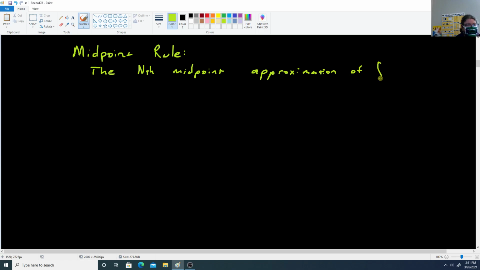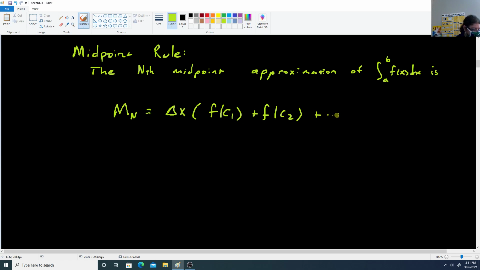of the integral from a up to b of f of x dx is the following thing. We have the midpoint approximation is equal to delta x times f evaluated at c1, plus f evaluated at c2, plus so forth and so on until you get the function f evaluated at cn.